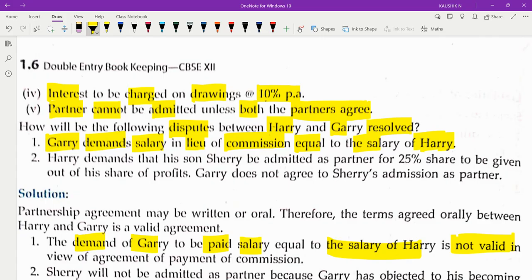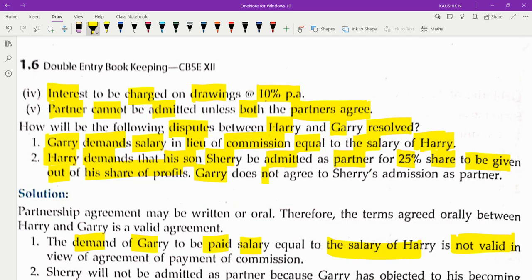Okay, now come to the second point. What is being demanded by Harry? Harry is demanding that his son Sherry be admitted as a partner. For how much? For 25 percentage share, to be given out of his share of profits. So Harry wants to introduce a son called Sherry, and he will be providing 25 percentage share of the profits.